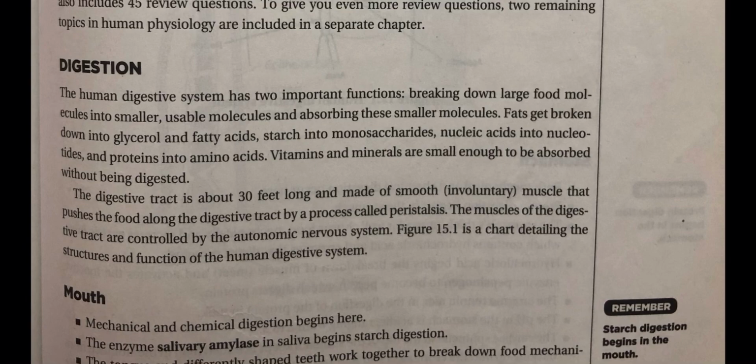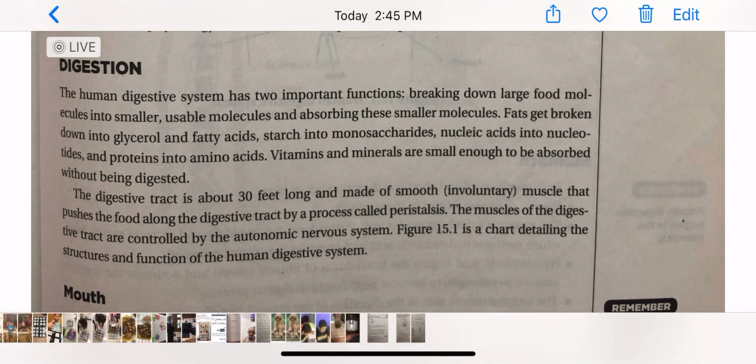Also in the food, you will get vitamins and minerals. Vitamins and minerals are small enough to be absorbed. So this is the process of absorption. What's the meaning of absorption? To get the smaller molecules from the digestive system into the circulatory system.